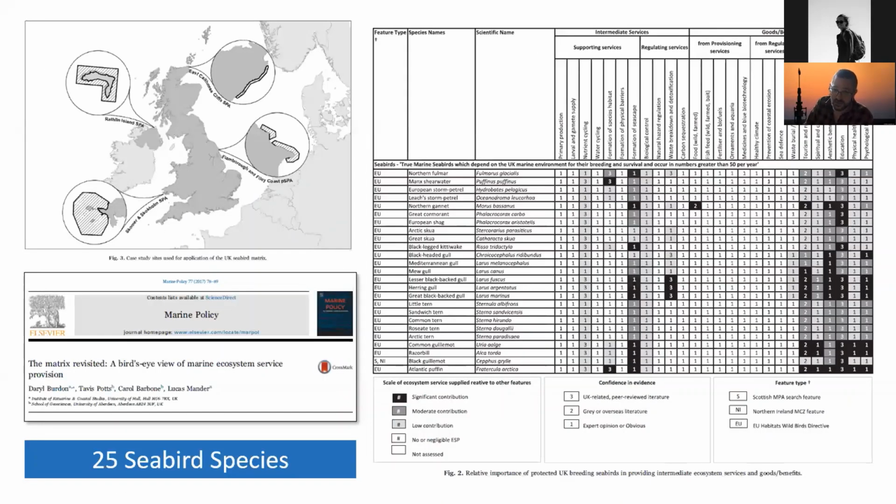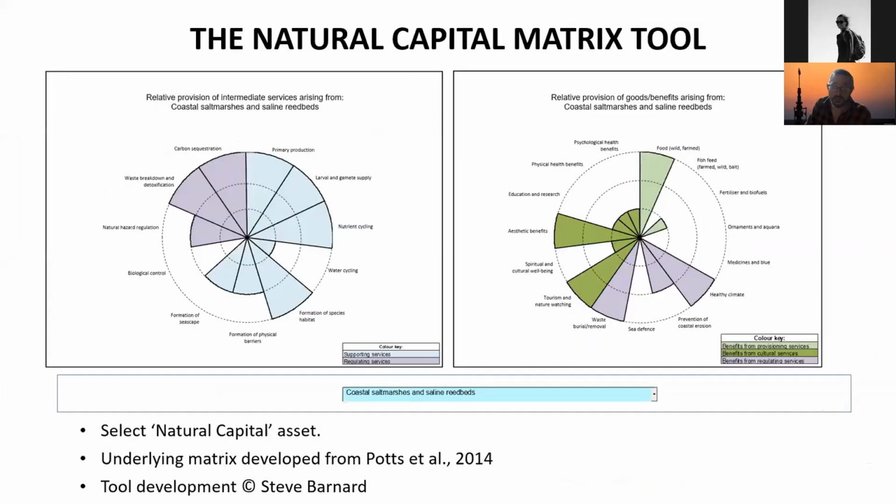And realizing that these types of approaches aren't particularly visual and particularly difficult to use, particularly when we're working with stakeholders, we developed, with Steve Barnard and the matrix work that we've done, a way of visualizing these using these windrose type plots, where you can simply select an individual habitat or species and then look at the level of service or benefit that is provided from it.